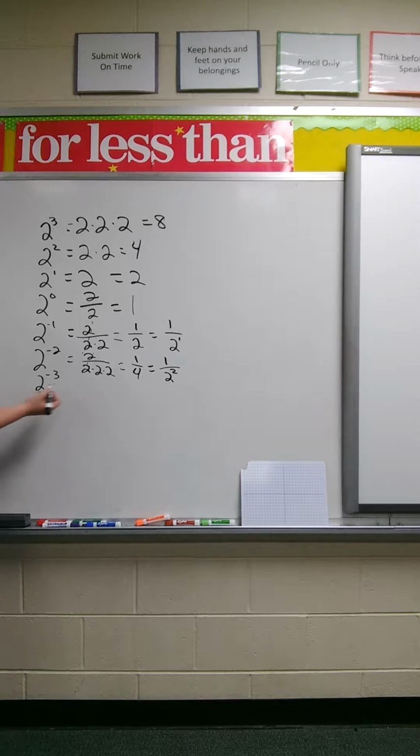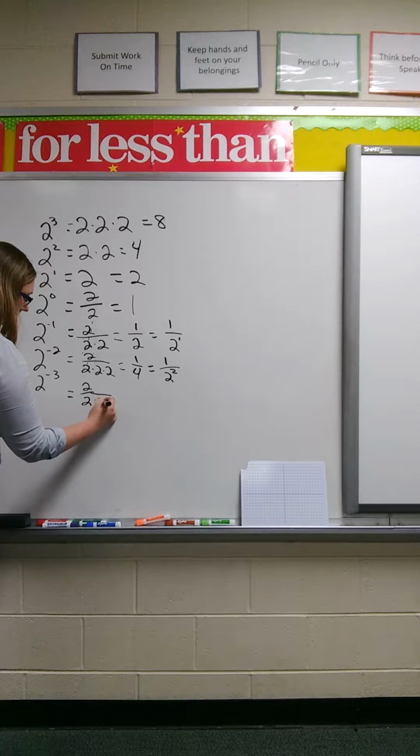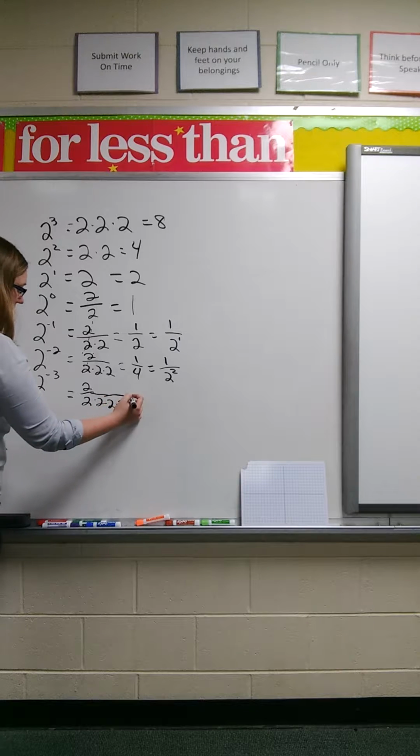Will we do the same thing with 2 to the negative third? Yeah. Yes. It's 1 over 2 times 2 times 2.